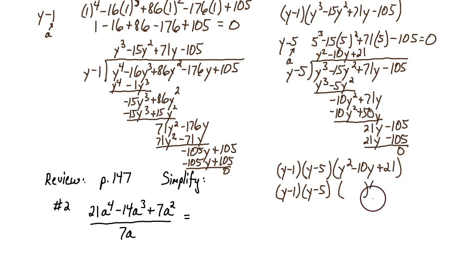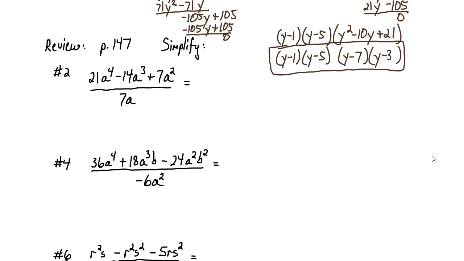Two sets of parentheses. We can go y minus 7 times y minus 3. Here is the factored form of our original polynomial. So that was a really long question because it was a 4th degree polynomial, and it took us some guess and check to find those initial factors with the factor theorem.